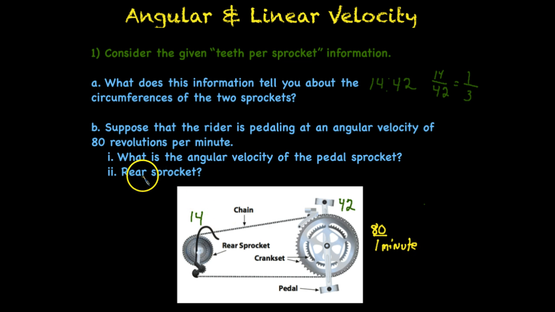Our second part, what is the angular velocity of the rear sprocket? That's where we have to think about our ratios, 1 to 3. Remember, the small one actually rotates 3 times faster than the big one. So if the angular velocity of the big one is 80 revolutions per minute, we need to take the revolutions and multiply it by 3 to get 240 revolutions per minute. And that is the angular velocity of our rear sprocket.